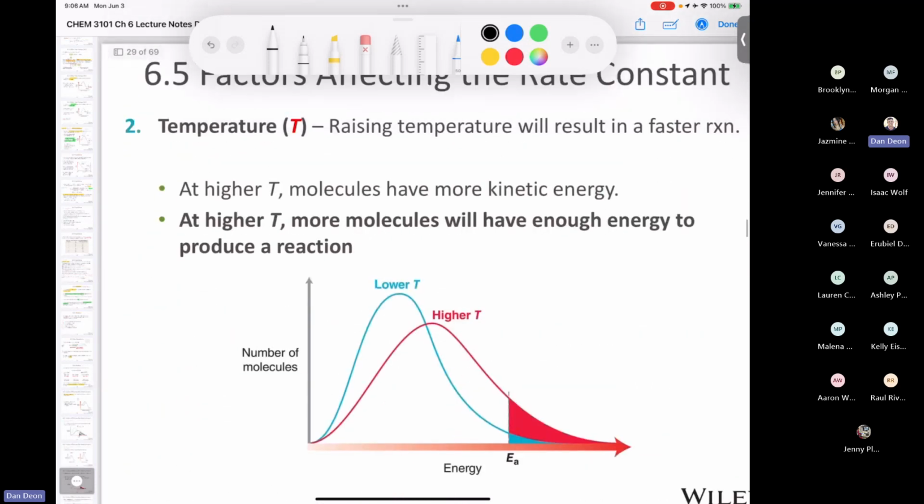So what about temperature? Well, this is what I just showed you. You see the curve in blue is the distribution of molecules at a lower temperature, but then as you jack up the heat, the curve moves to the right, and then you have a larger percentage of molecules that have that necessary energy to get over that activation energy barrier.